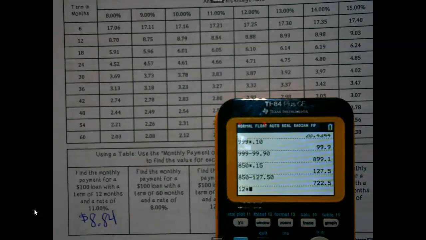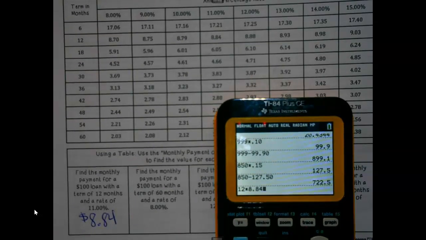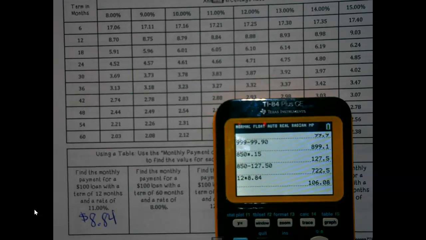If I made 12 payments of $8.84, that would be $106.08. You're like, well, wait a minute. Why would this not add up to like 111, let's say?